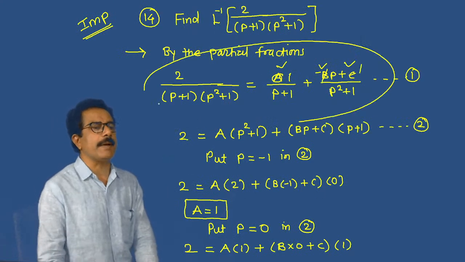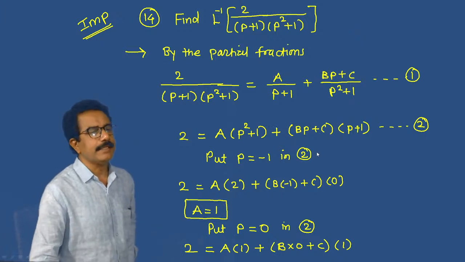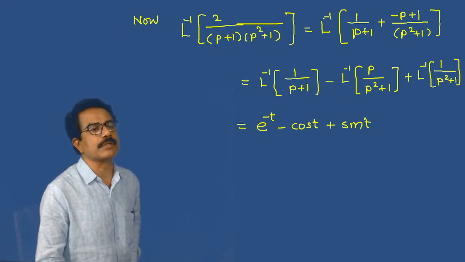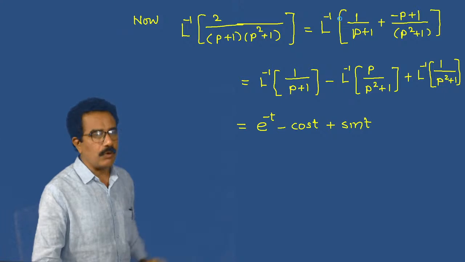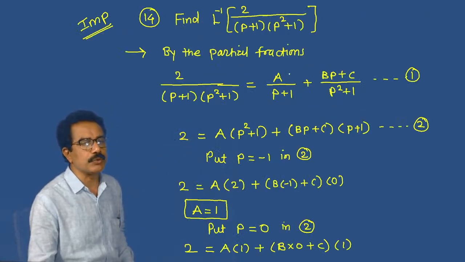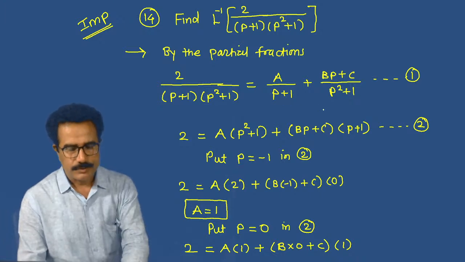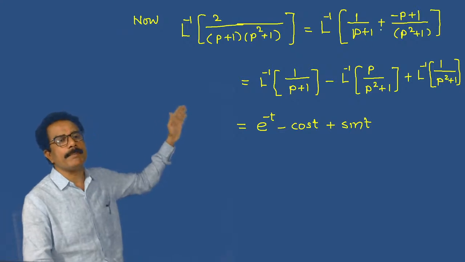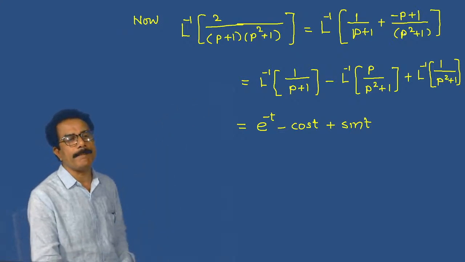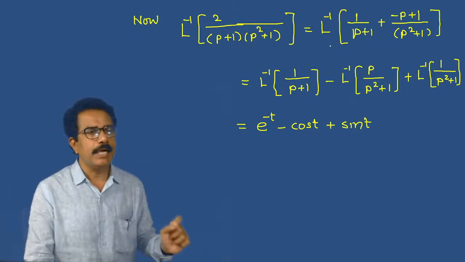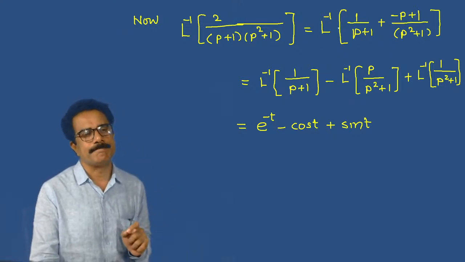Then how can we write this partial fraction? So 2 divided by (P plus 1) into (P square plus 1) is equal to L inverse of the partial fraction. A means 1 divided by P plus 1, plus (minus P plus 1) divided by P square plus 1. After putting the values of A, B, C, our partial fraction is in this way.